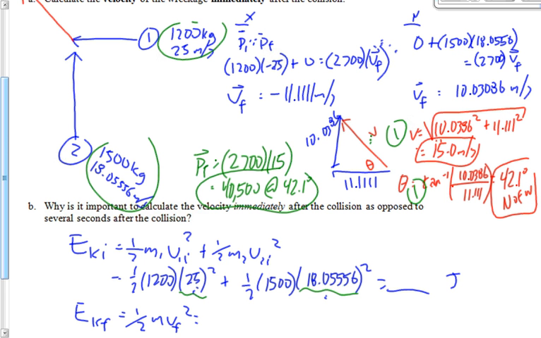Do the same thing for the final, right? Okay, the fact that it's at 42.1 degrees, who cares? It's just going to be 1/2 of 2,700 times the final speed of 15 squared. I don't care what direction it is. Get the number. You're going to find that the final ends up being less than initial, and you'd say that it's inelastic as a result of that.